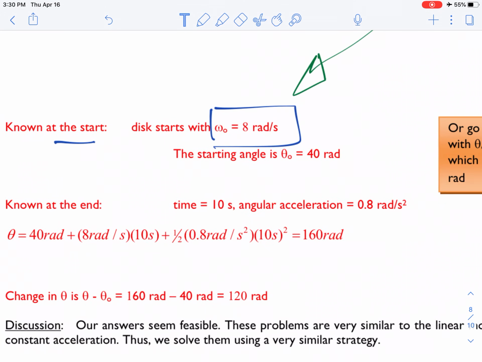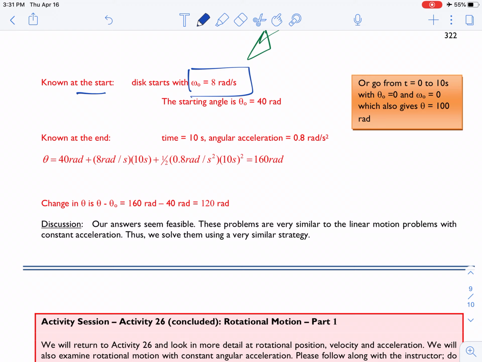Okay, get back my blue color. And so what else do we know at the start? In this case, theta 0 is also not 0, but it is 40 radians. So this is where we left after the first 10 seconds. At the end, time is 10 seconds because, again, we are resetting the time to 0 from the start. And angular acceleration is the same, it's not changing, so we're going to make use of what we found in part A. And third step is putting all these together, right, in the equation.